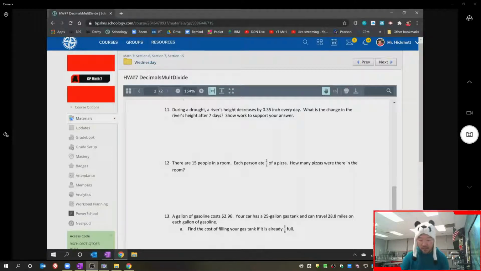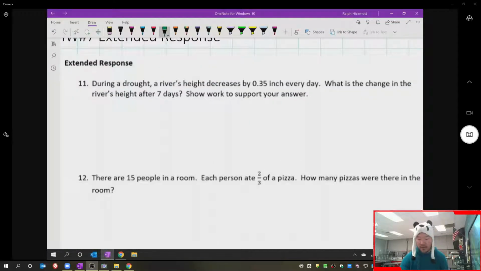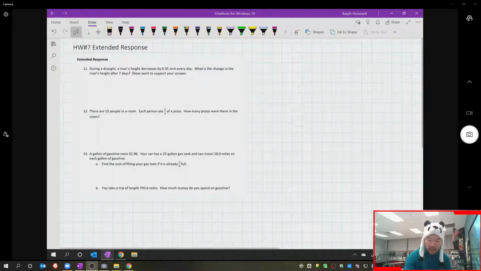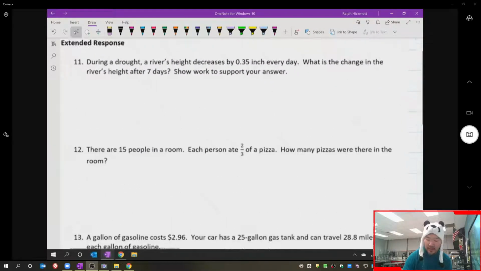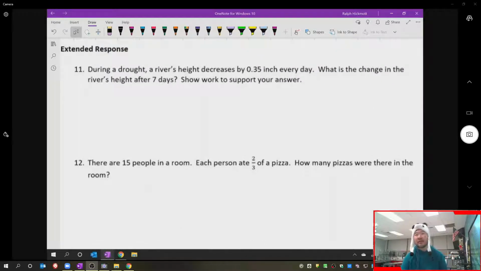So take this document out. I have it in front of me right here in OneNote. It's called homework number 7, extended response, right here at the bottom, okay? And in this video, I'm going to write on this, add all the notes, and it should be available for you at the end of the video to look at. All right, let's get rocking, okay?